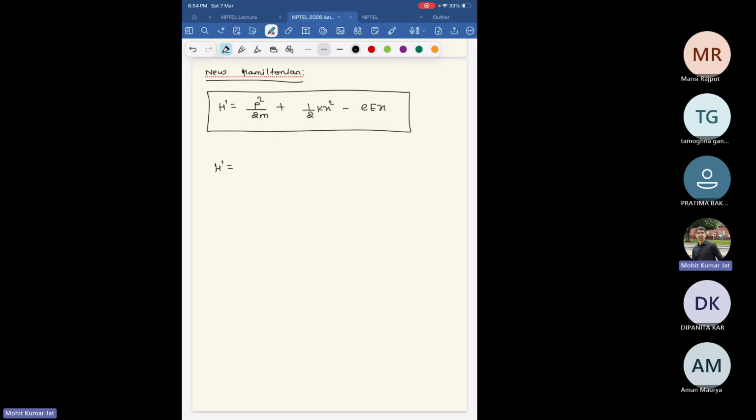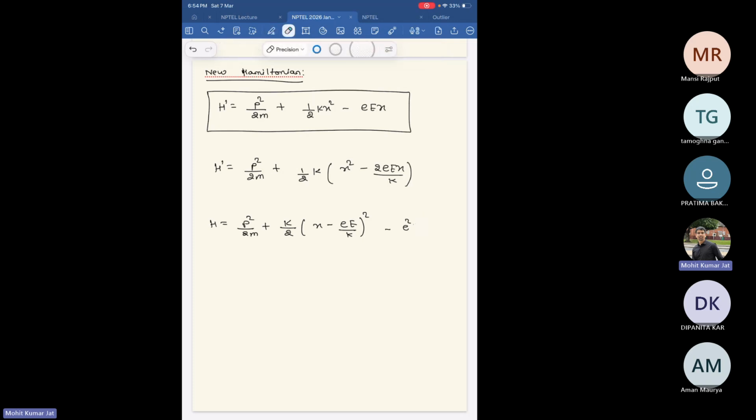So h prime will be p square by 2m plus half k x square minus eE x by k, right? And h is equal to p square by 2m plus k by 2 x minus eE by k whole square minus e square E square by 2k. This is just a constant quantity, right?